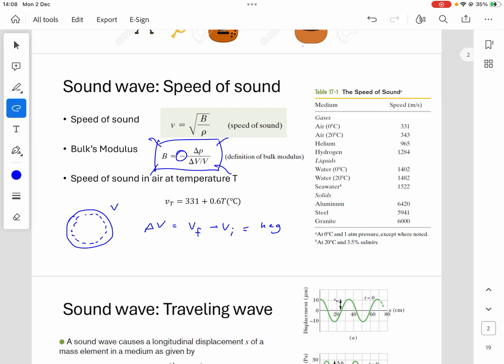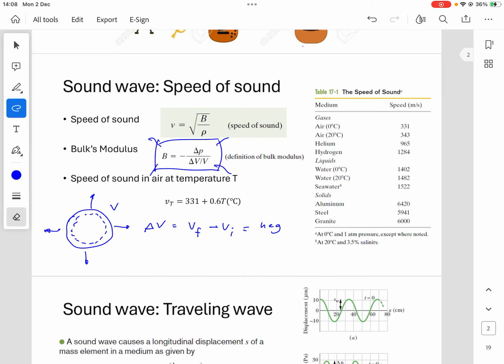And think about the other way around. So if you apply force to, let's say, expand this object, the volume change delta V becomes positive and pressure change becomes negative. So that's the other way around. And in that case, you also get the bulk modulus positive, right? Okay. And this is bulk modulus.